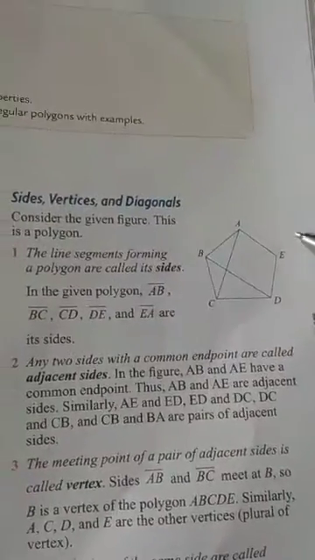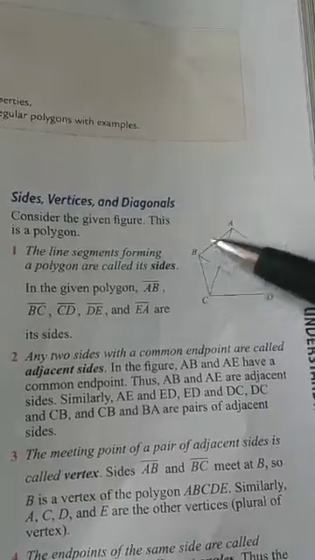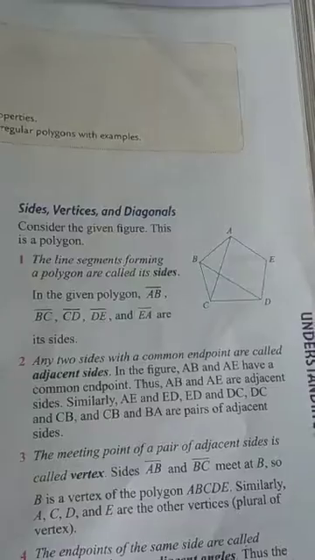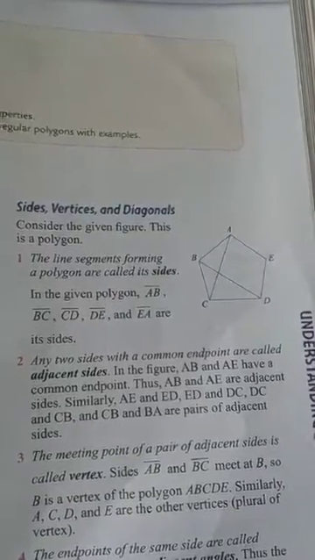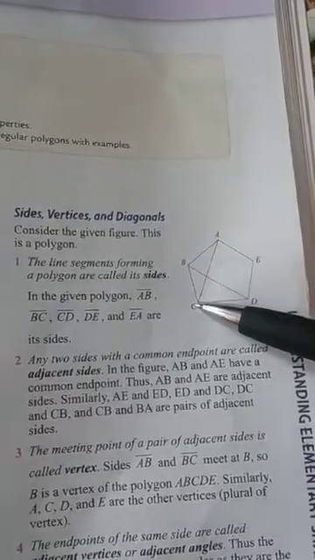Now we have the concept of sides, vertices and diagonals. See, this is a pentagon, because it has 5 sides. A vertex means the corner, or where the angle is formed. So the vertices are A, B, C, D and E. A vertex is a point where the sides, the adjacent sides, are meeting.